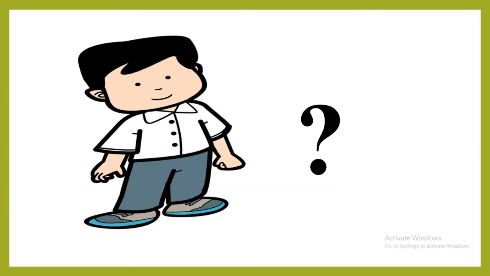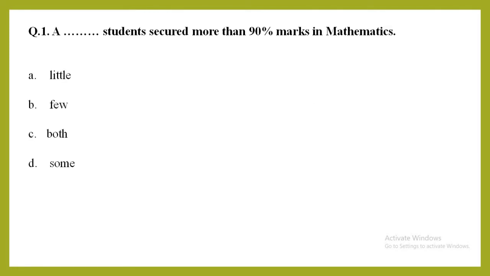Now students, it's time to see what you have understood from this part. Here we come to the MCQs. Question number 1 is, our dash students secured more than 90% marks in mathematics. Your options are little, few, both, or some. The correct option is few.